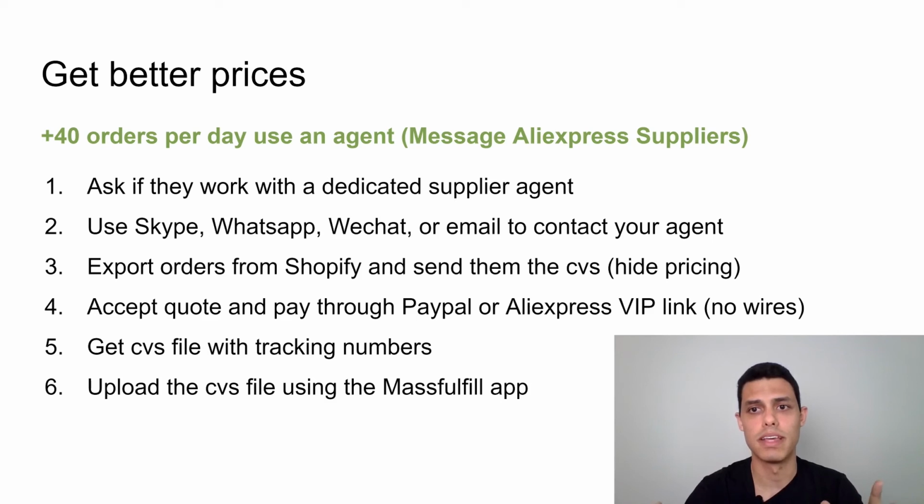But that's the easiest way to automate this process with a supplier agent, and you stop using all the apps that I just said, and you're working straight with the supplier, and it's super automated, okay? So as soon as you get to these 40 orders per day, it's time to use an agent. And the best way is to message your AliExpress suppliers or the people you're working with.